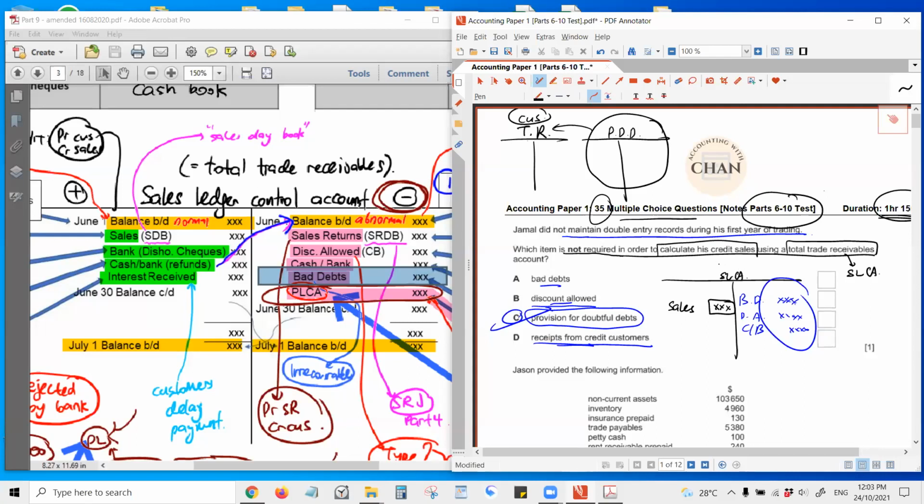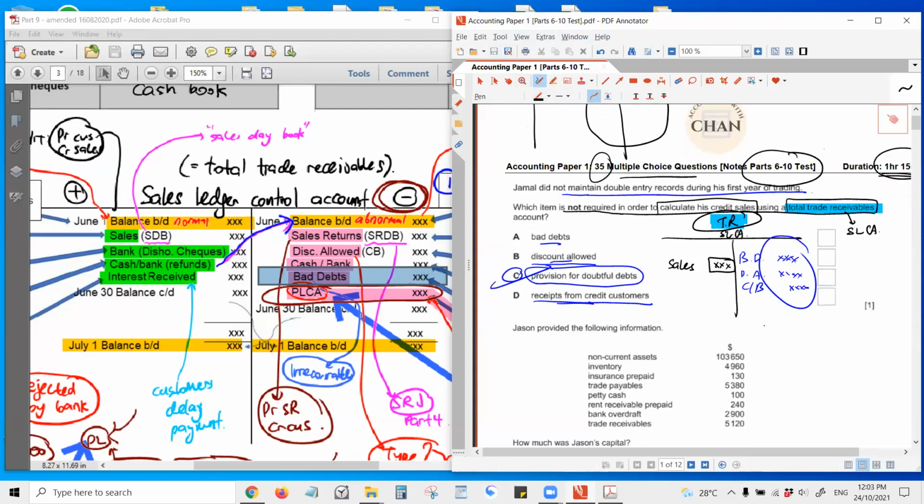This is the trade receivable, sales ledger control account. Sales ledger control account, see it as a trade receivable account, see it as a total trade receivable account. Okay, customer's account meaning. So answer is C. Okay. Next question.